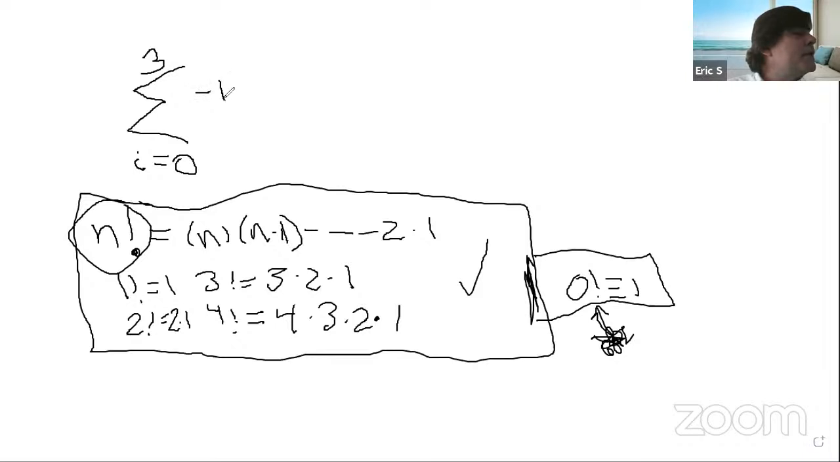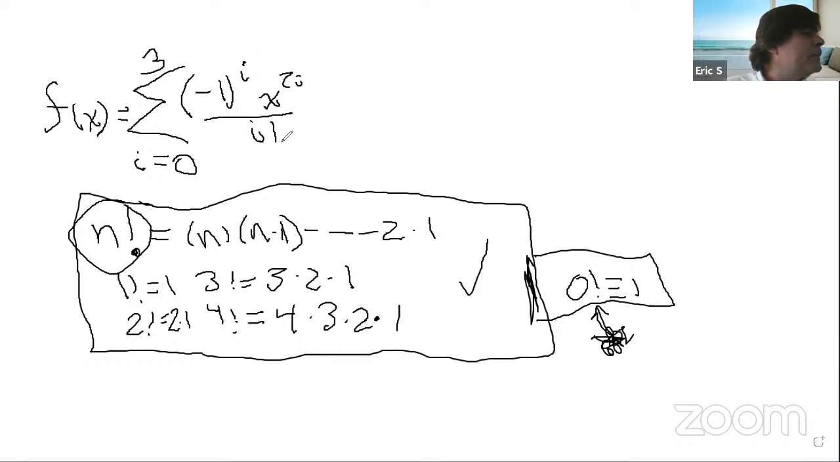The function is this. I'm going to take -1 and raise it to the ith power. And I'm going to call this a function, f of x, which means I can drop x's into this, any x I want to, and I'm going to get an answer out. I'm going to raise x to the 2ith power and divide that by i factorial.